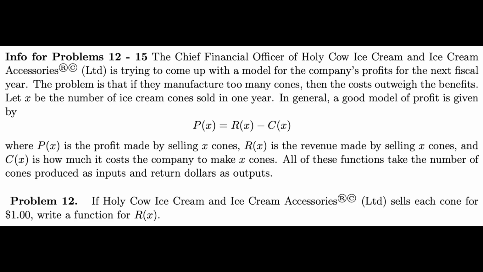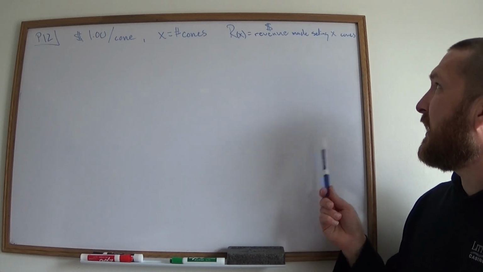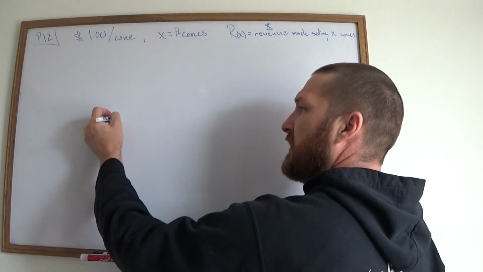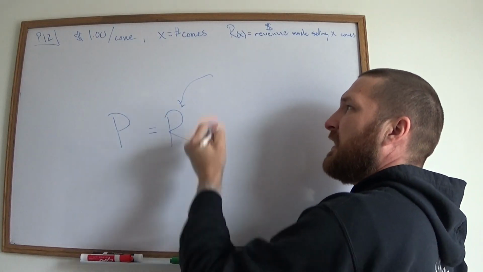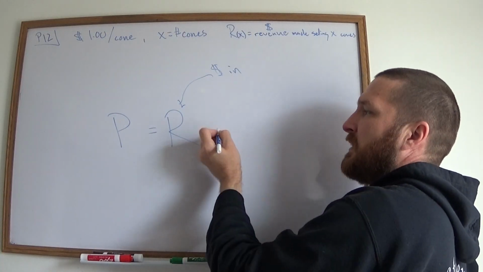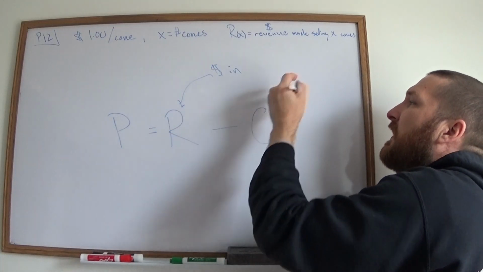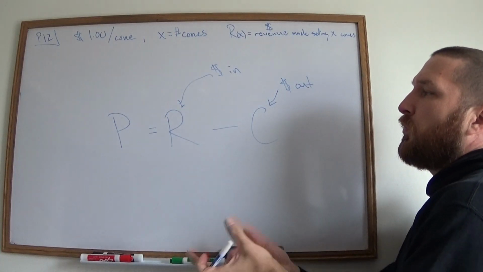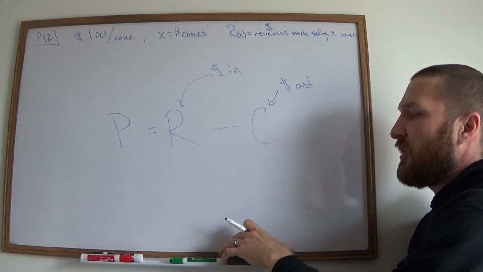Problem 12. If Holy Cow Ice Cream and Ice Cream Accessories, rights reserved, copyright limited, sells each cone for $1, write a function for R of X. Now remember, R of X is the revenue made by selling X cones. And I hope that this made sense, right? Your profit, the amount of money that your company makes, is the revenue, the total amount of money that you take in, this is money going into your company, minus the cost, which is the money spent to make the thing, or money out. So the profit is the total amount of money that you end up with after you factor in how much it costs to produce the thing.